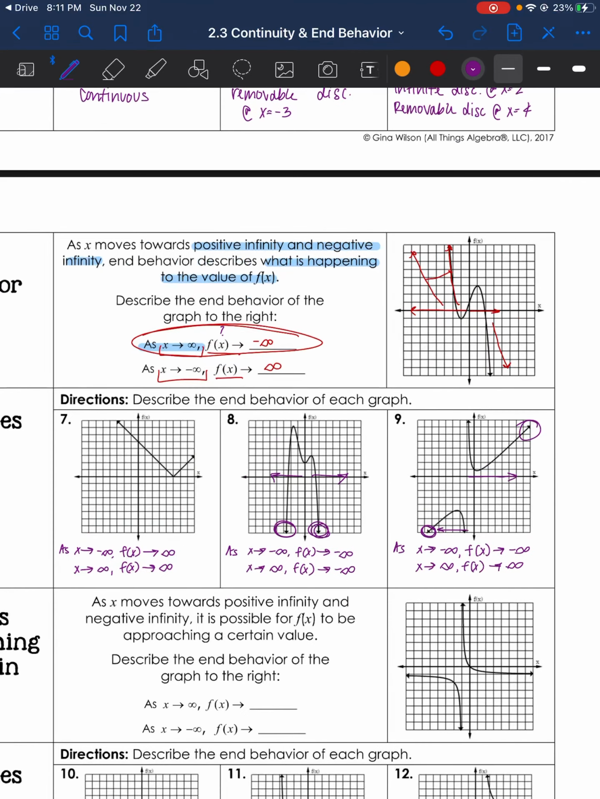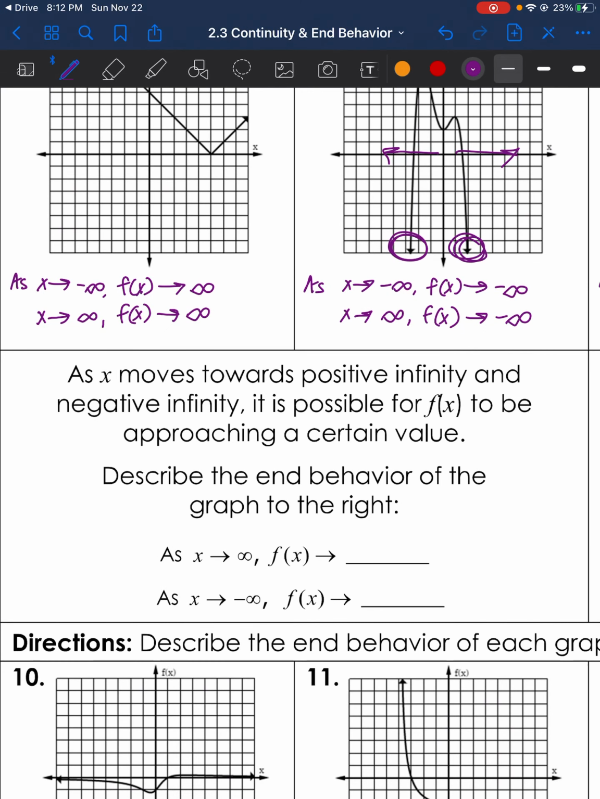Okay. These functions are either going to infinity or negative infinity, but it's not always going to be infinity or negative infinity. You will have cases where f of x is actually approaching a number, and that's when we have these horizontal asymptotes. So as x moves towards positive infinity and negative infinity, it is possible for f of x to be approaching a certain value.